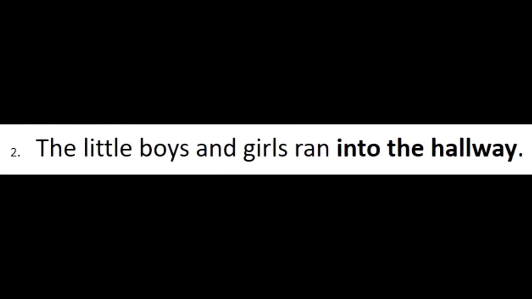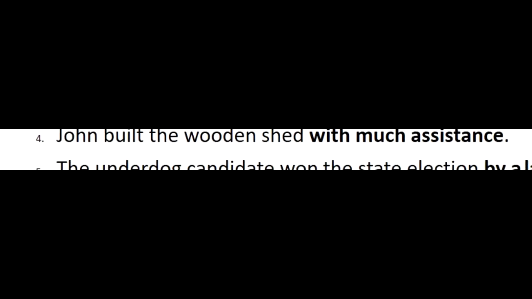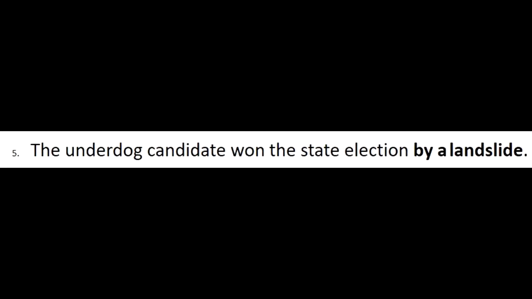Second one, the little boys and girls run into the hallway. So it is the answer for the question where. And the third sentence, John built the wooden seat with much assistance. So the question is about under what conditions. And the last one, the underdog candidate won the state election by a landslide. So the question is about to what degree.